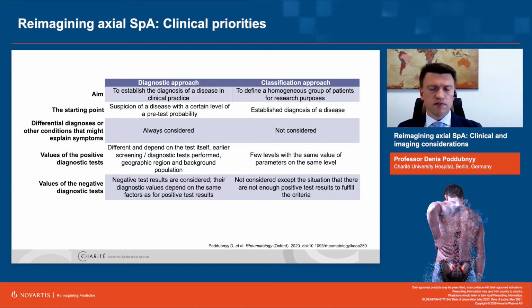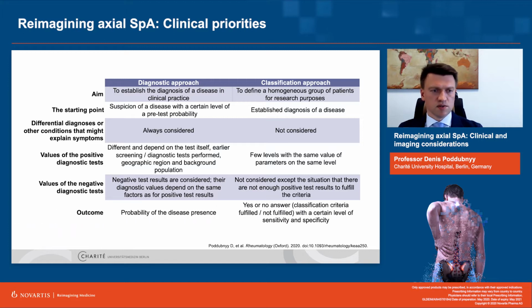Also, the value of negative test results plays a major role in the diagnostic approach. If we have a patient without any inflammatory signs on MRI of sacroiliac joints and spine, then the disease would be rather unlikely. In the classification approach, we do not normally consider negative results of the diagnostic test.